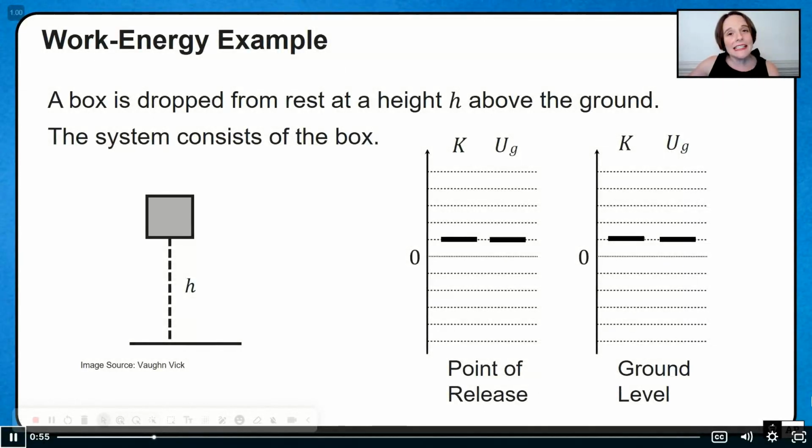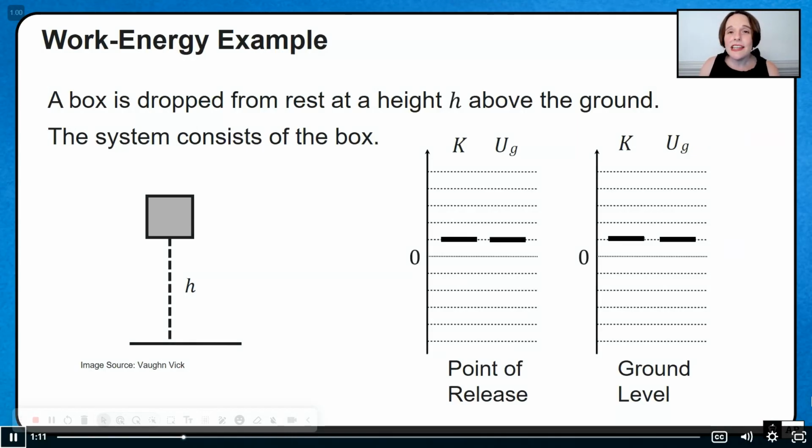Held up at a height, it's going to drop towards the ground. Nothing really creative. It's going to get faster and faster as it hits the ground. So we know that it's gaining velocity. And since velocity means we're moving, that means we've got kinetic energy.